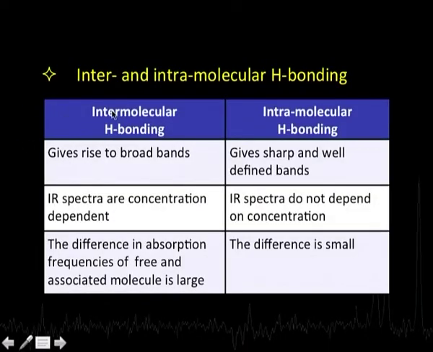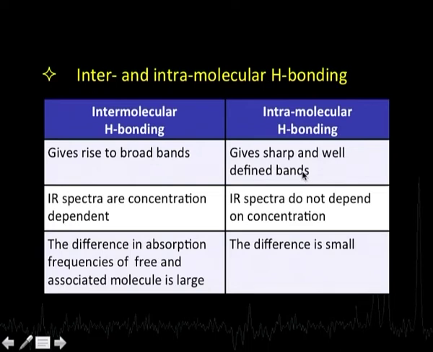Now, what we find is that if I look at the intermolecular hydrogen bonding and intramolecular hydrogen bonding and its effect on the IR spectrum, typically whenever there is intermolecular hydrogen bonding, this gives rise to broad bands. We will talk about this in the next session when we look at the spectra of molecules containing a hydroxyl group, say alcohols and things like that. On the other hand, if there is intramolecular hydrogen bonding, the IR bands or the signals happen to be more defined and sharp.